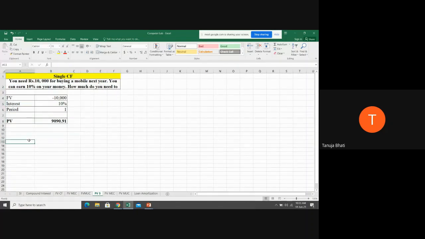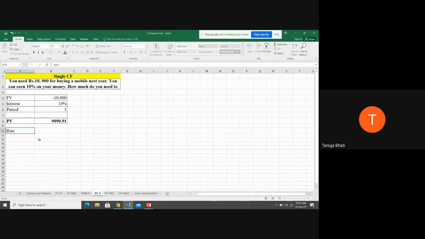Yes, ma'am. Okay, suppose I had to calculate the rate. Suppose this was unknown. This was not given in the problem. This was unknown, and all this information was given, that is the future value, present value, and period.